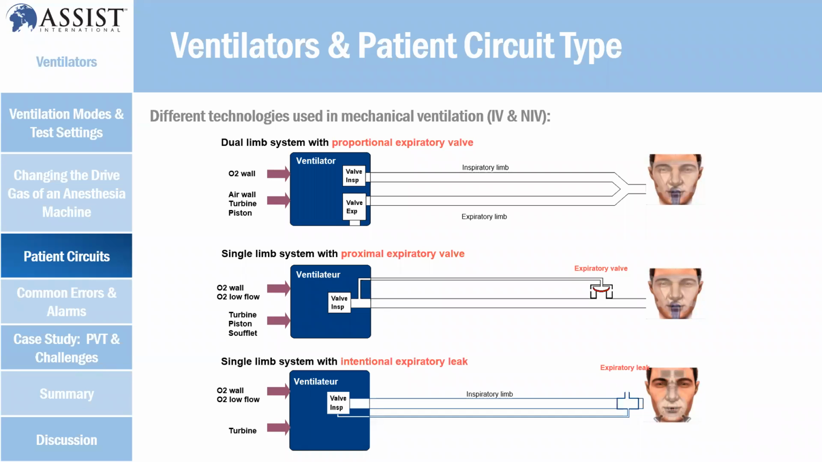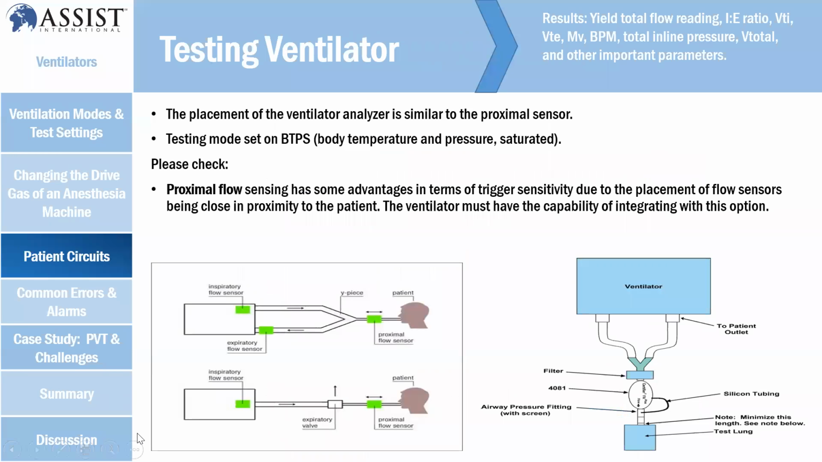And on testing ventilator, the placement of the ventilator analyzer is similar to a proximal sensor. Some ventilators, you can add on a proximity sensor at the end of the breathing circuit. So it's on the Y connector, you can have a proximity sensor to measure the overall. And you have to remember, when you talk about a proximity sensor near to the Y connection or near the end to the patient, your ventilator should have that capability of connecting this particular device.